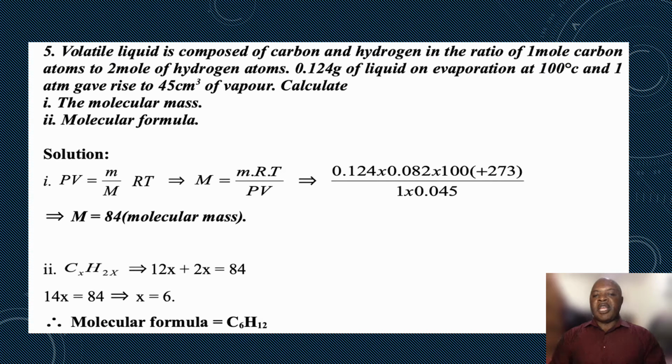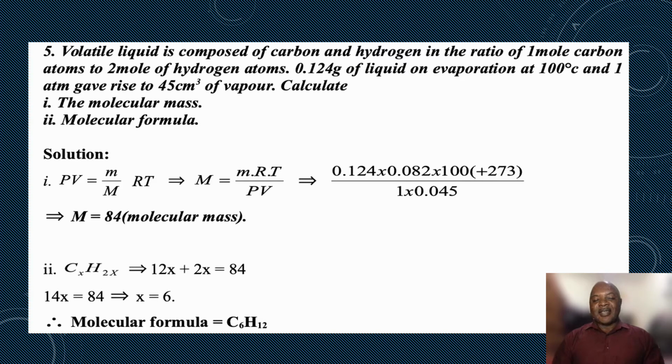Then we substitute in the equation that we have got, small m times capital R times capital T divided by PV. When we do that, we will have our molar mass to be 84. That will be the molecular mass. Then we were told carbon and hydrogen exist in the ratio 1:2. Then calculate the molecular formula.